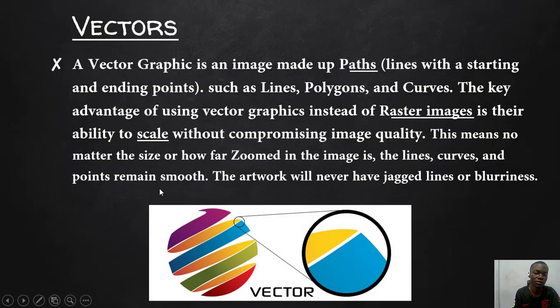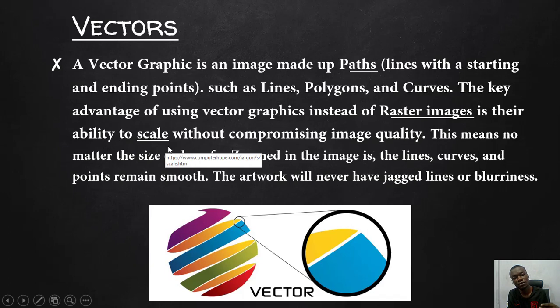So let's look at a vector. A vector graphic is an image made up of parts. These parts could be lines with starting and ending points, polygons, and curves. The key advantage of using vector graphics instead of raster images is the ability to scale without compromising the image quality. This means no matter the size or how far zoomed in the image, the lines, curves, and points remain smooth. So the artwork will never have zigzag lines or blurriness.